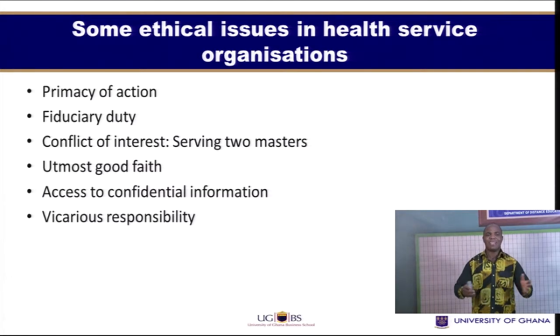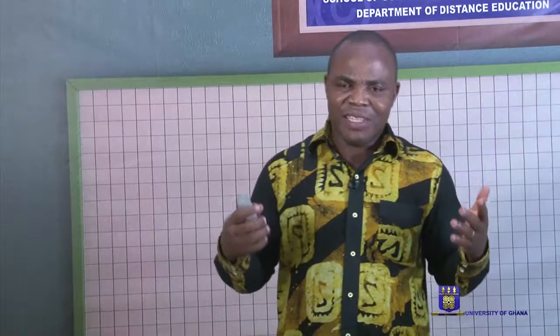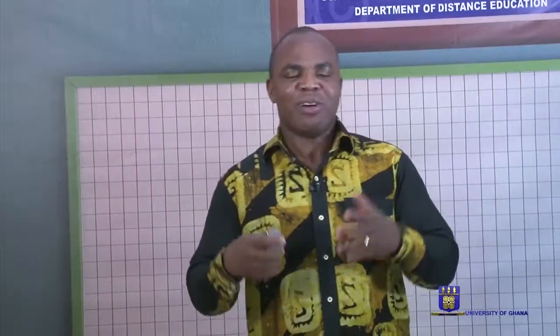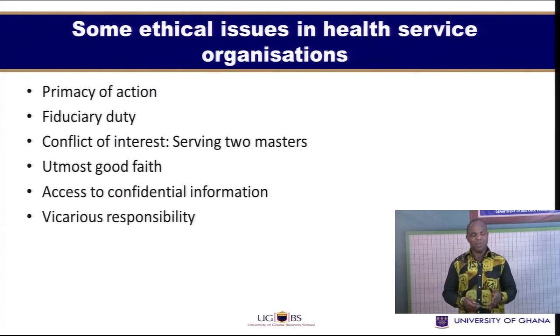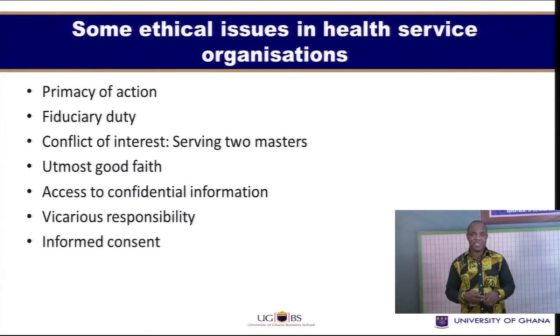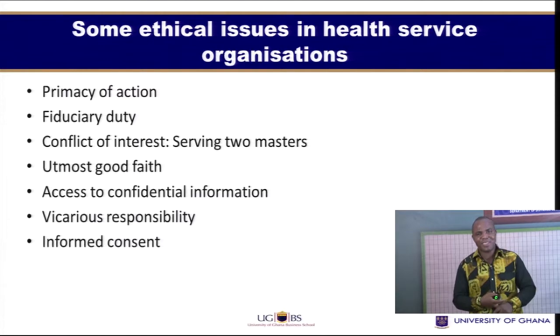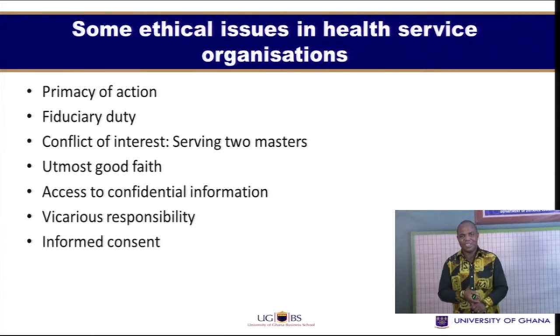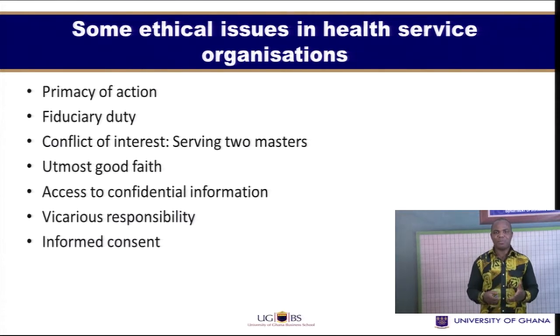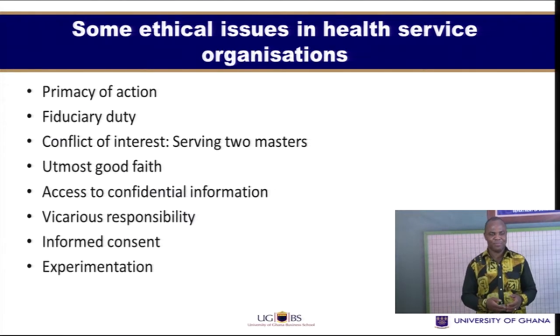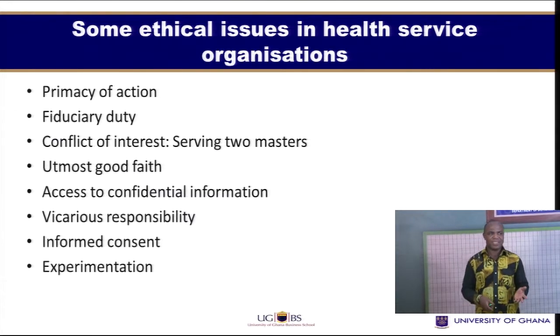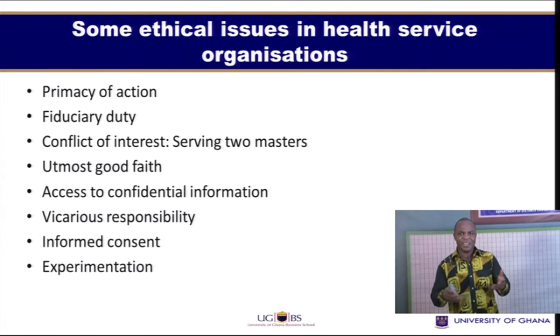Vicarious responsibility is also another ethical issue, in the sense that the decisions or actions of a worker are authorized so long as they remain authorized. He or she is absolved as an individual, but the employer or the organization has the ultimate responsibility for the actions of an employee. Informed consent, of course, as I mentioned earlier: for carrying out certain procedures, decisions or actions on a patient, the patient must grant his or her informed consent before certain medications are applied or certain procedures are carried out.